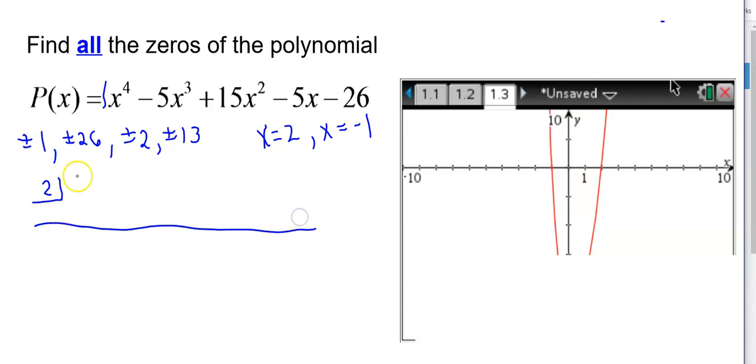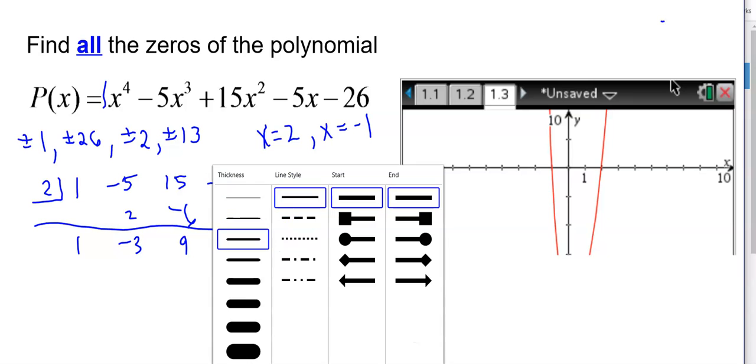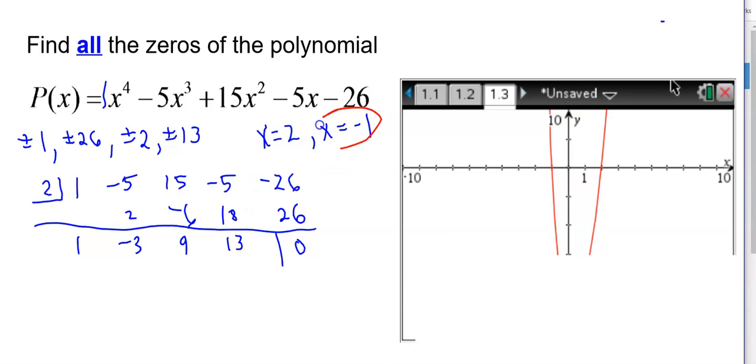The nice thing is you know the remainder is going to be 0 here. There are no missing terms, it doesn't look like. Okay, so we get 1, 2, -3, -6, 9, 18, 13, 26. Phew, okay. The remainder is 0. And now we're going to take that answer and divide out the second one.